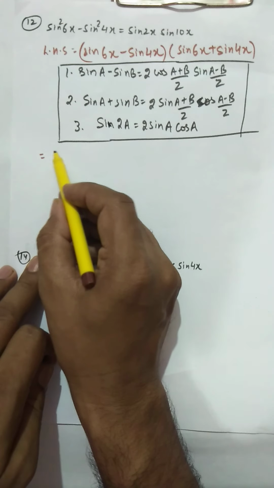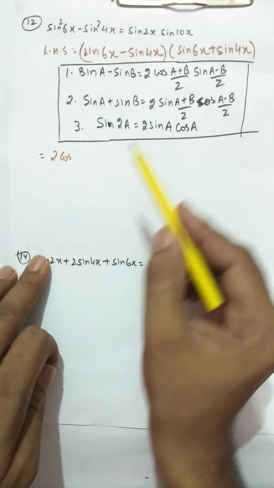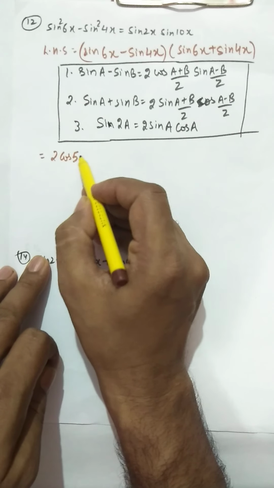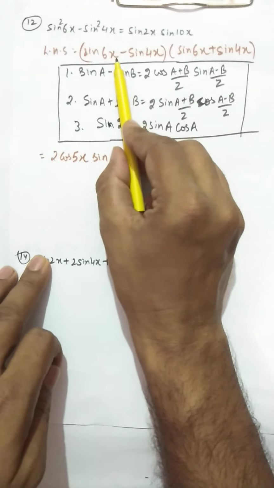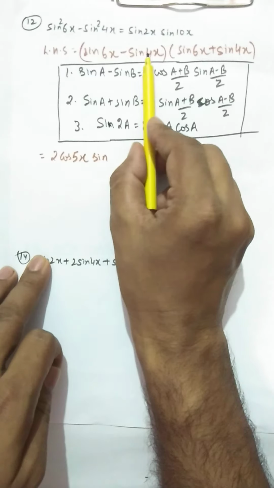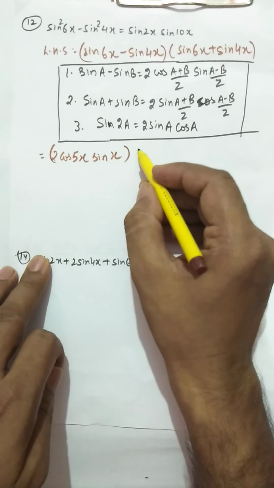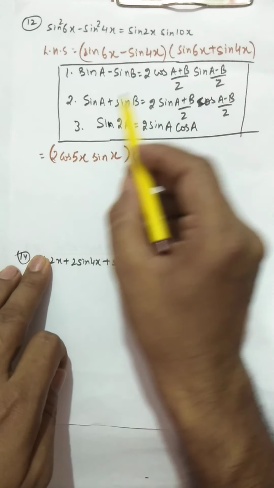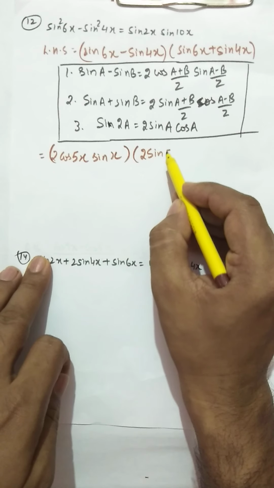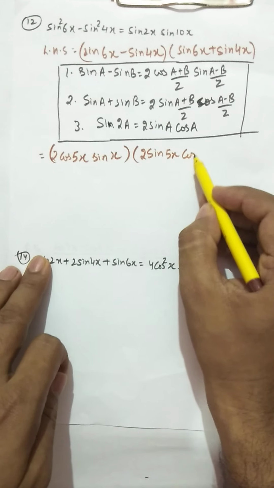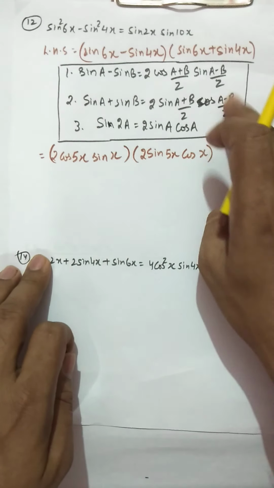Now this will become 2 cos of 6x plus 4x, which is 10x, 10x by 2 is 5x, and sine of A minus B means 6x minus 4x is 2x, 2x divided by 2 is x. So this is the first one. Next one is sine 6x plus sine 4x, which is 2 sine (A plus B)/2, so this is sine 5x, and this will be cos x. These two formulas I have applied here.